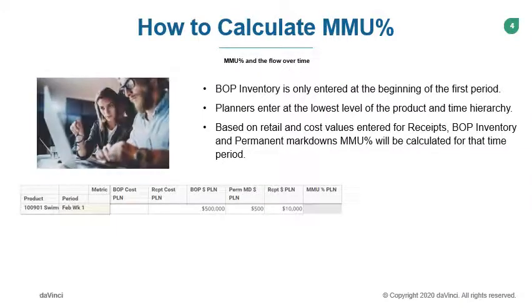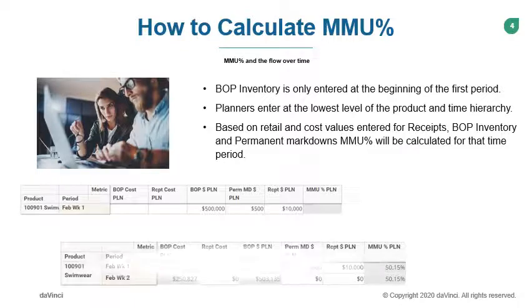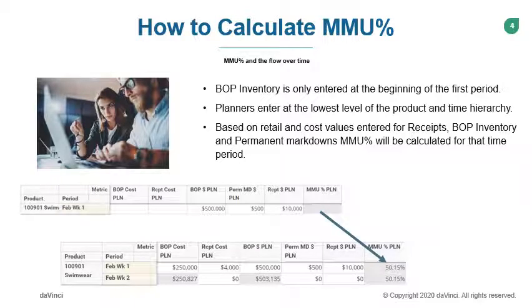In our example on the slide, we see that in week 1, the retail values were previously updated during our earlier sessions. Now that the planner has entered the cost values at the lowest level of the product hierarchy, and over time, the MMU will be calculated for that time period, which happens to be week 1. We can see in week 2, the next go-forward time period, the planner has not entered the retail or the cost values for receipts and permanent markdowns for that time period. Therefore, the MMU will remain as it was calculated for week 1.